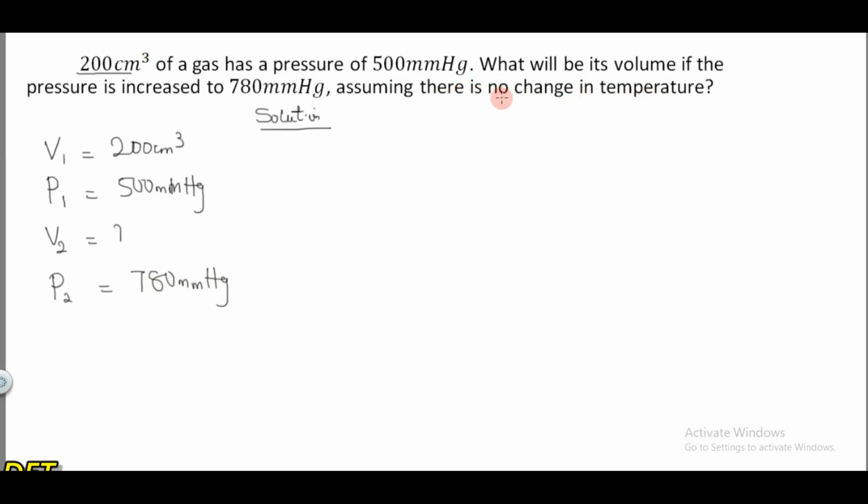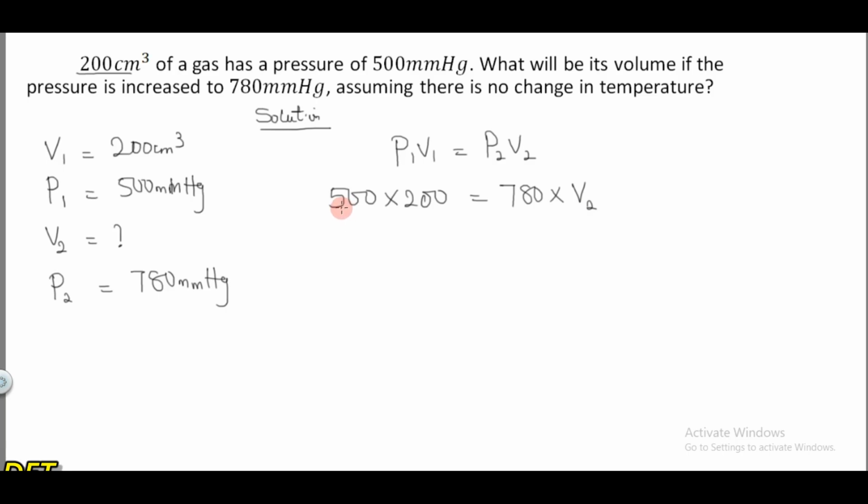So this is an application of Boyle's law, right? So Boyle's law formula is P1 V1 is equal to P2 V2. So my P1 is 500. So 500 millimeters of mercury times my V1 is 200, so times 200 centimeter cube is equal to my P2, which is 780 millimeters of mercury, times my V2, which is what I'm looking for. So I'll write times V2 there.